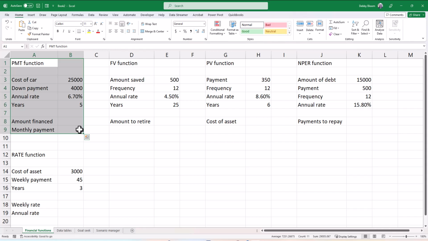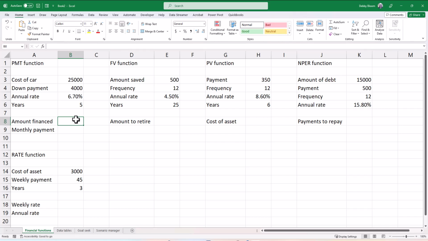The PMT function will calculate the payment that you need either for a present value problem, like buying a house or a car, or a future value problem, like saving for retirement. So the first thing that I'm going to do is make our PMT function a little bit easier. I did a car payment calculator.